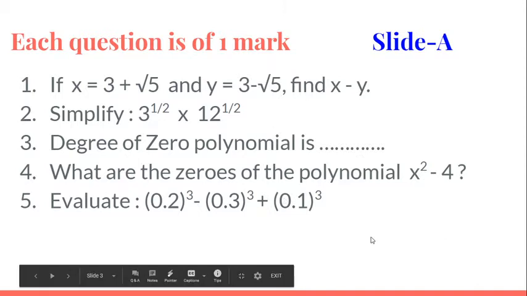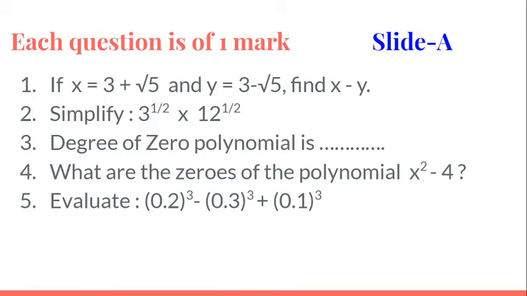Come on, start doing it. I will read these questions. Please don't make any silly mistakes. Note down the exponents, the powers very carefully. Plus and minus are very important, please. So if x is equal to 3 plus root 5 and y equal to 3 minus root 5, find x minus y. Here goes the first question. Second, third, fourth and fifth. I will give you these 5 questions.